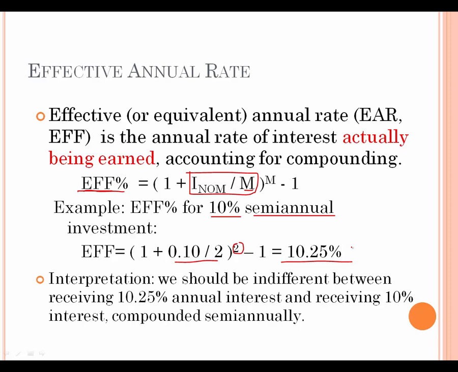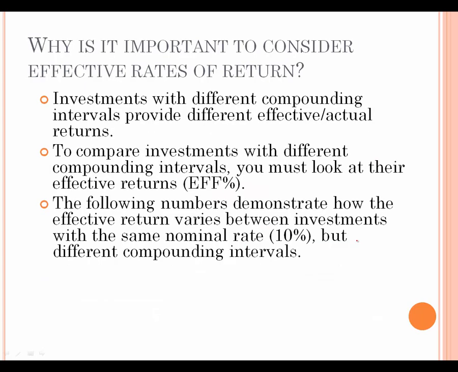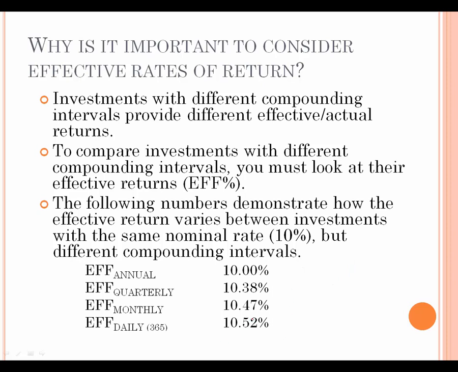So why is it important to consider effective rate of return, or say the EFF? Because investments with different compounding intervals or frequencies provide different actual or effective returns. So we need to look at the EFF to understand the actual return. And we are now looking at a series of numbers to see how compounding frequency actually affects the actual return that we are realizing. So if the annual interest is 10%, of course, then based on annual compounding, the effective return is the same as 10%.